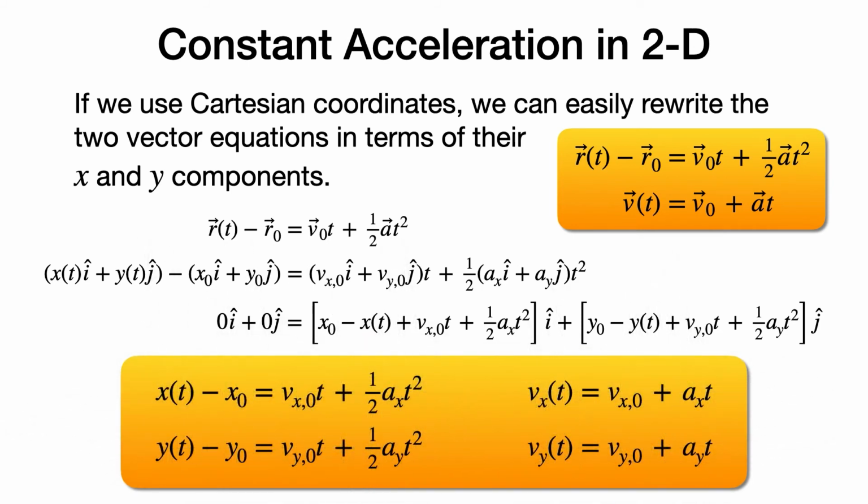And so what we see is that in terms of Cartesian coordinates, the equations for motion in the x and the y directions are simply copies of the one-dimensional motion under constant acceleration. We can do the same split for the velocity equation and get the same result.